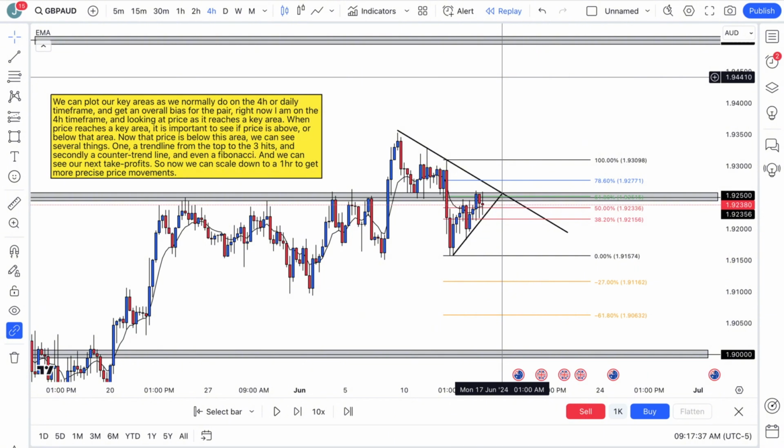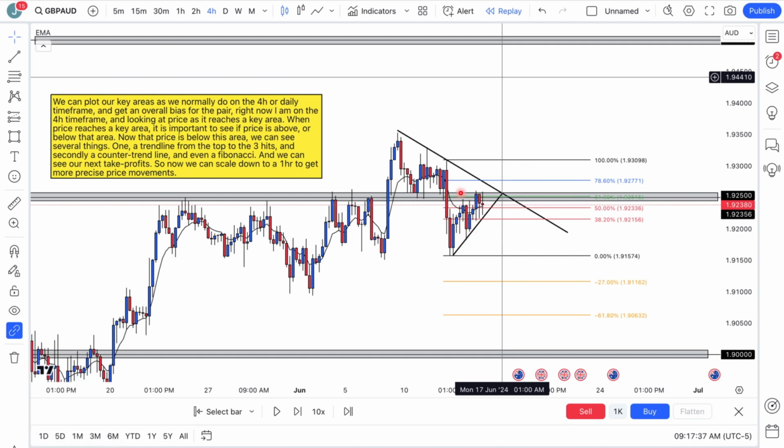Now that price is below this area, we can see several things. One, a trend line from the top to the three hits, and secondly, a counter trend line, and even a Fibonacci. We can see our take profits, and we can see our next take profits. So now we can scale down to the 1 hour to get more precise price movements.